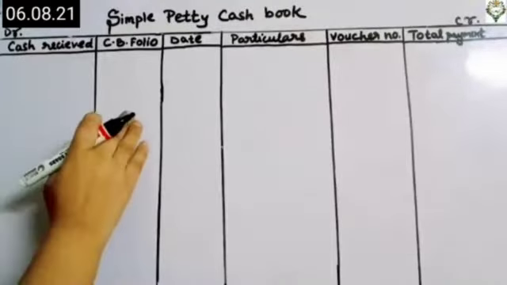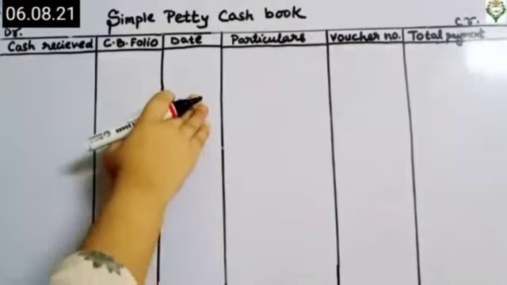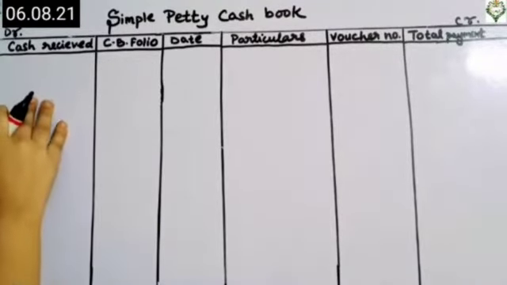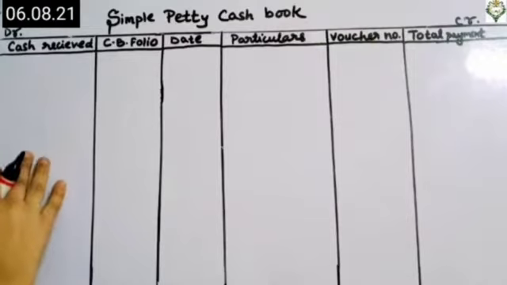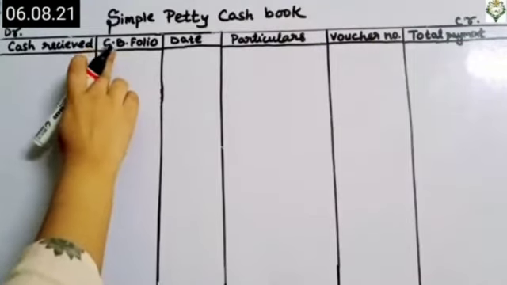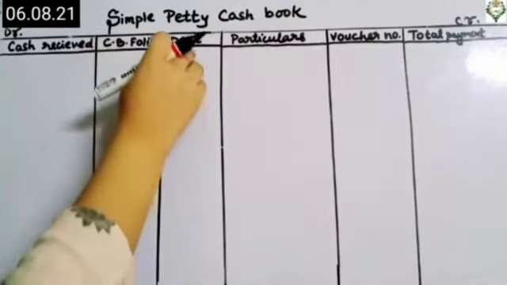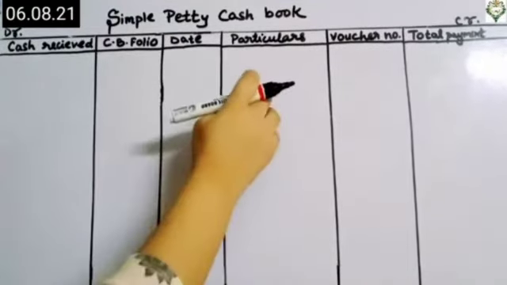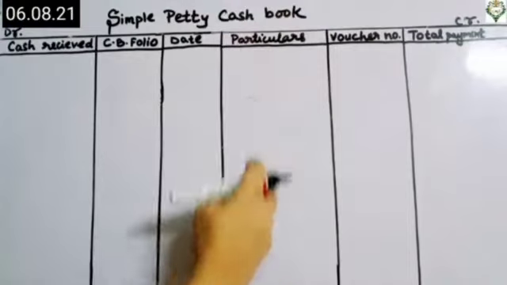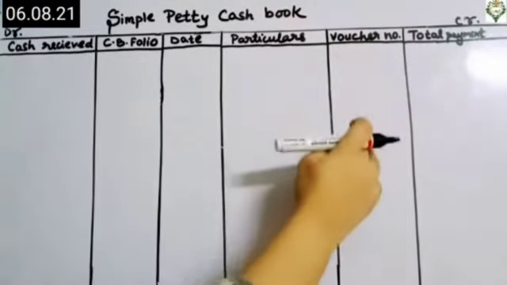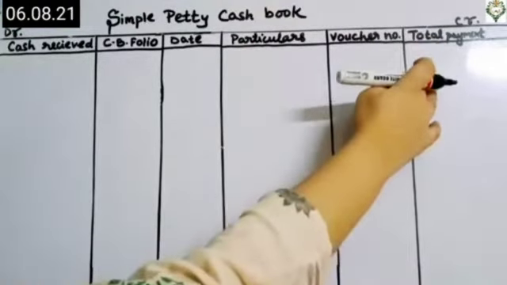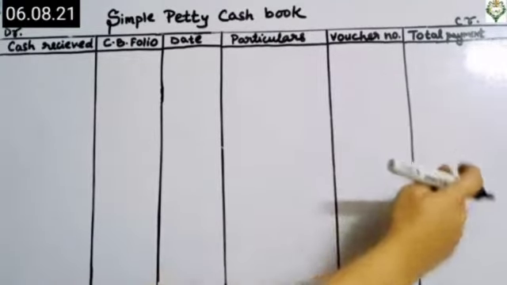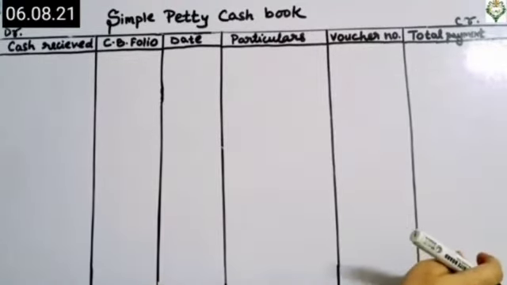This is the format for the simple petty cash book. This way we have to form it. Here, whatever cash we receive, we have to record. This is the CB folio column, that is the cash book folio column. This is the column for date. This is the column for particulars, where we have to record all the transactions. This is the voucher number column, and here the total payment, whatever payment we are spending, we have to record here. Got it, students?